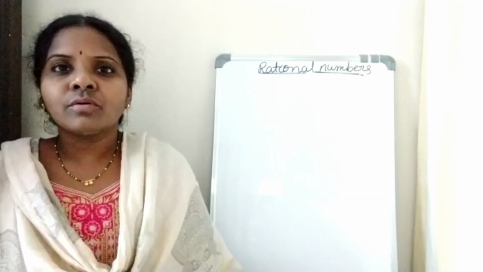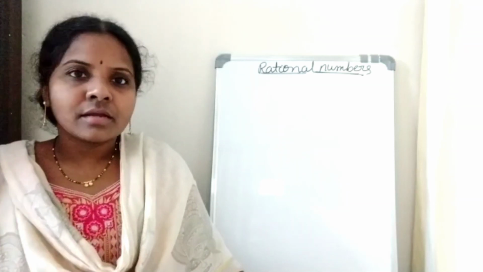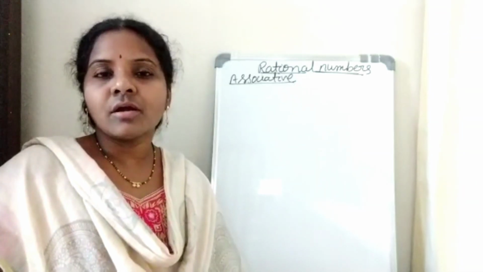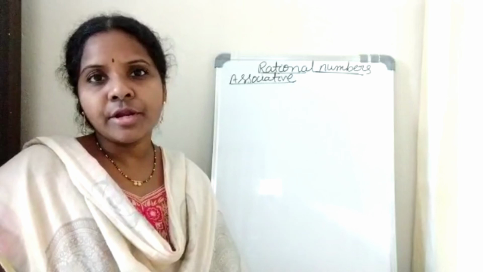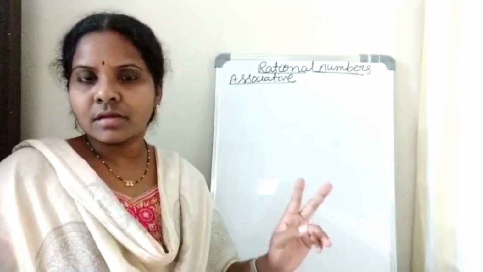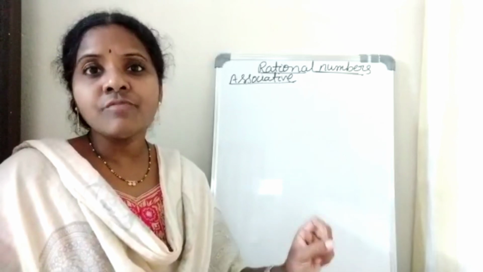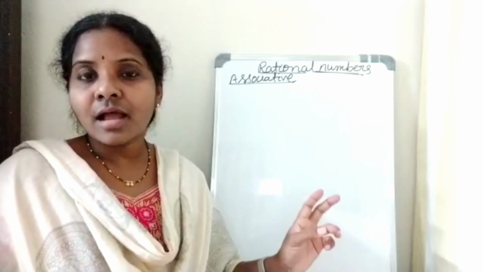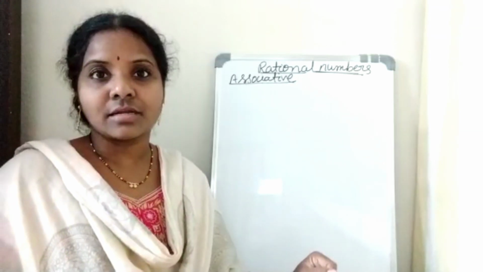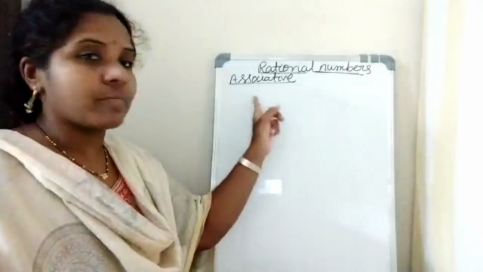In the previous video, I have already explained rational numbers. I have already talked about the commutative property. What does commutative property mean? To commute, two numbers are compulsory. So if we add two numbers, the answer is the same even if the order is changed. Remember it like that. Now, the associative property.